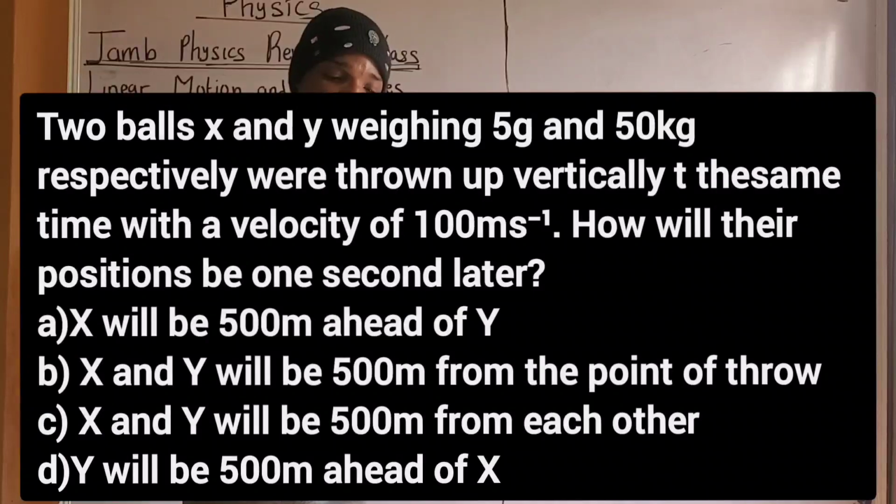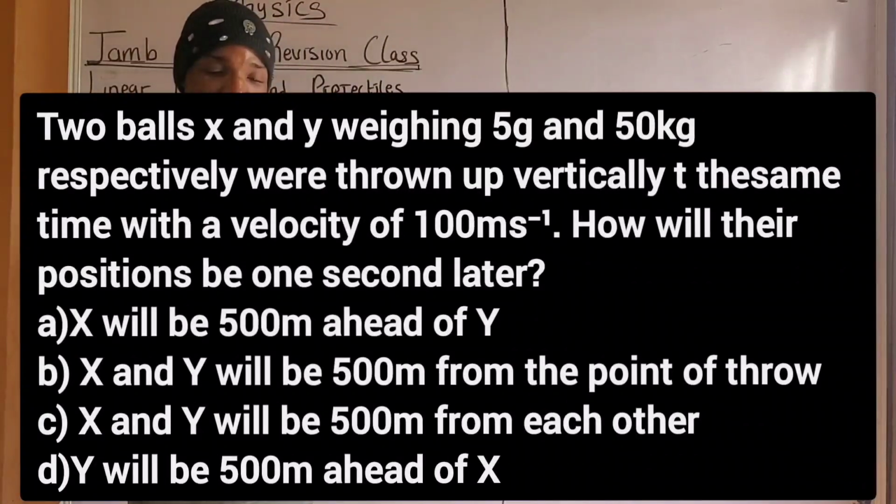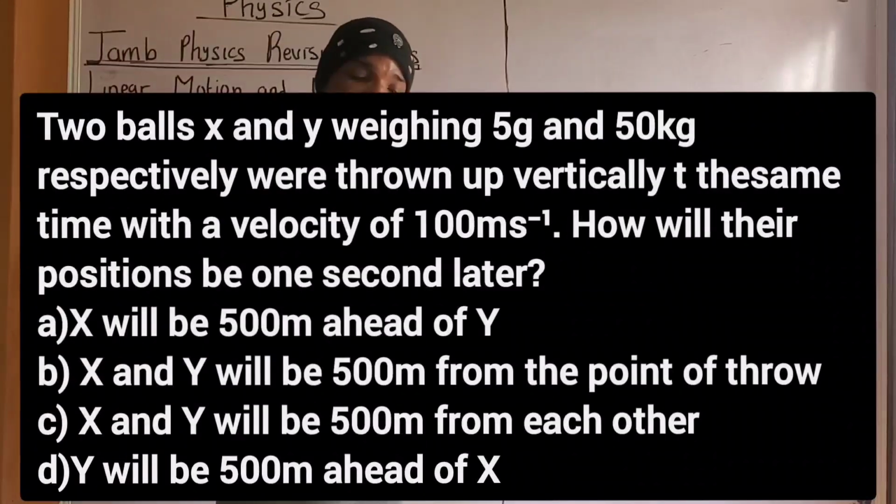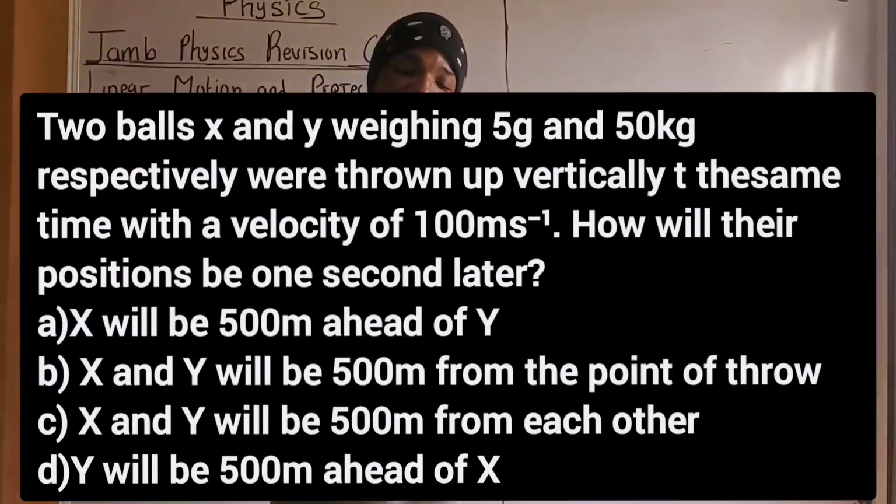Two balls X and Y weighing 5 grams and 50 kilograms respectively were thrown up vertically at the same time with a velocity of 100 meters per second. How will their positions be 1 second later? That is, what will be their position 1 second later? The first option, X will be 500 meters ahead of Y. Option B, X and Y will be 500 meters from the point of throw. C, X and Y will be 500 meters from each other. D, Y will be 500 meters ahead of X.